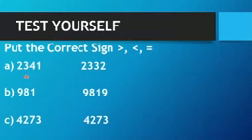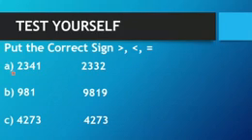So how do we compare the numbers? First, we have to check whether the number of digits are the same or not. Let's count 1, 2, 3, 4. Here we have 4 digits. Let's count here 1, 2, 3, 4. Here also 4 digits.